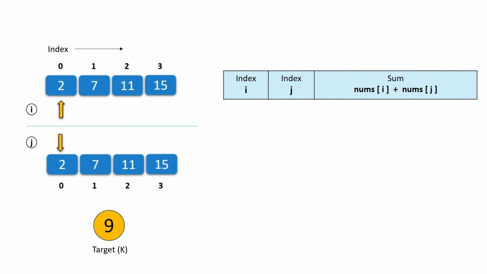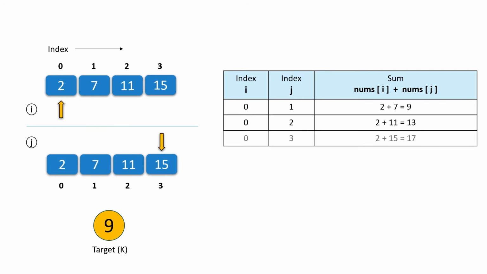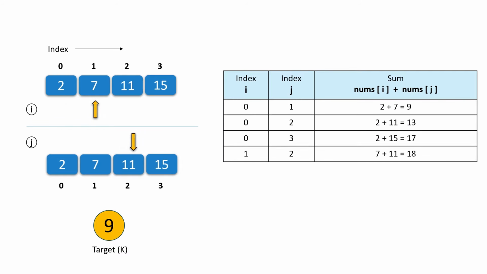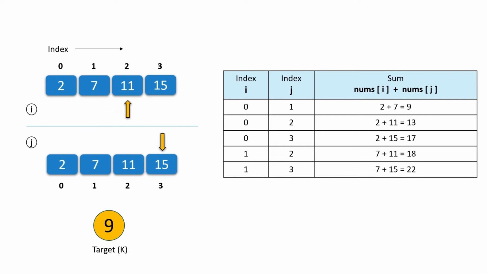Whenever this sum is equal to our target k, we can say that the index i and index j of those two numbers is our final answer. Let's go through it. A point to be noted here is that j must start one index after i, that is j equals i plus 1. The reason being that we need two distinct indices in our final answer.